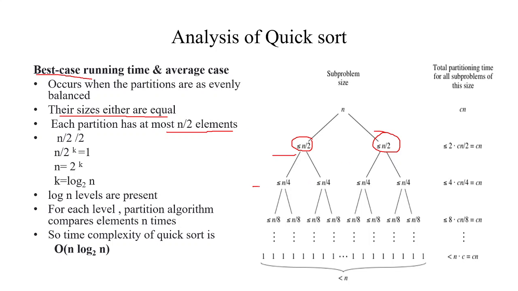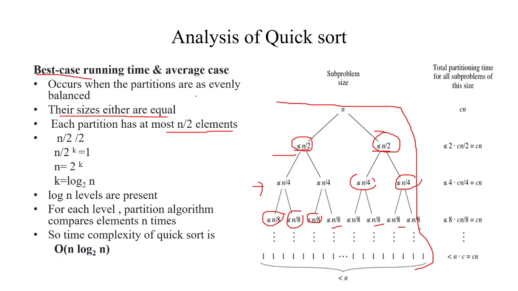In the next level, it is n by 4, because each subarray is again divided into 2 subarrays. So it will be n by 4. This continues on, so it will be n by 8, n by 8. Once again you are going to partition. So the partition tree will look like this until the element size is 1.